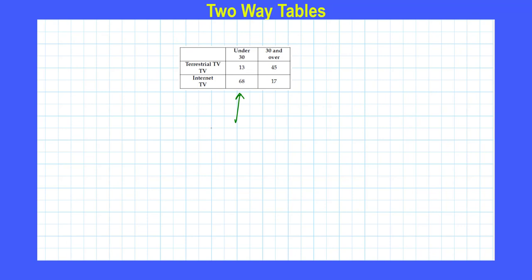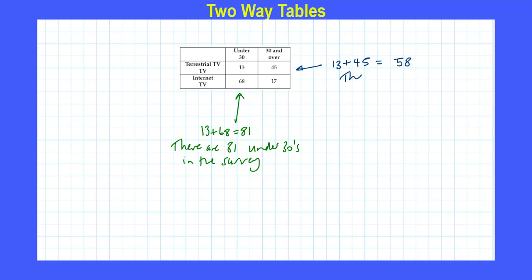So how does it all work? Well, if you look, by adding up those numbers in that column, 13 and 68, we've said there are 81 people who are under 30. If we go across the row, we add the 13 and the 45 together, we get 58. That tells me there are 58 people who watched terrestrial TV in this survey.